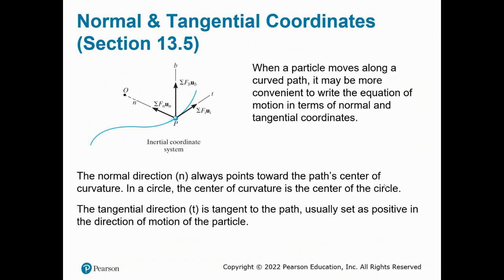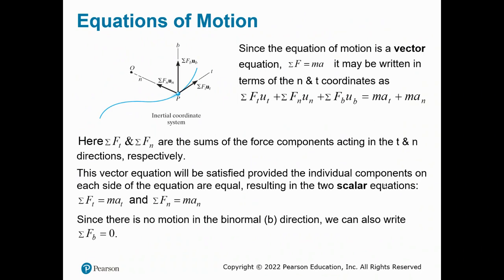The normal direction will always point toward the path's center of curvature. In a circle, the center of curvature is the center of the circle. The tangent direction is always tangent to the path, usually set as positive in the direction of motion of the particle. If you see a problem in 3D, you will also see the binormal direction. If our problem is in 2D, this breakdown is very similar to our x and y, the i and j components, but with the binormal, we'll be adding the k component.